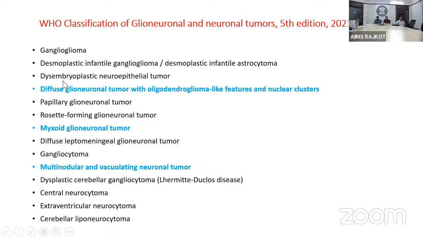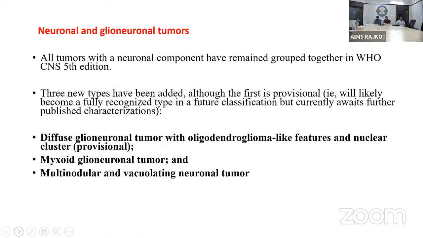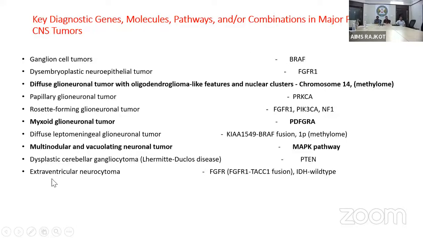The first entity, diffuse glioneuronal tumor with oligodendroglioma-like nuclear features, is a provisional entity and will be included in the next edition. And myxoid glioneuronal tumor and multinodular and vacuolating neuronal tumor are the 2 other entities. So we will discuss the newly described entities in this classification. This is the molecular pathway included in these neuronal and glioneuronal tumors.